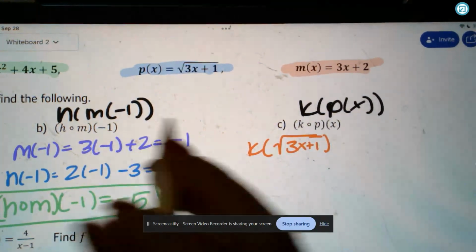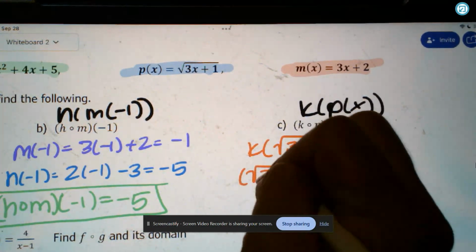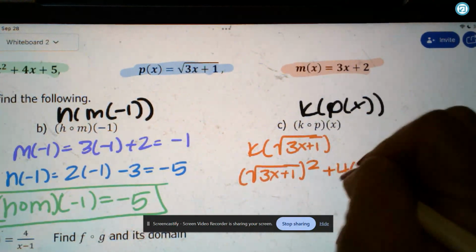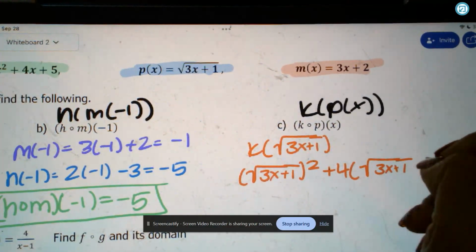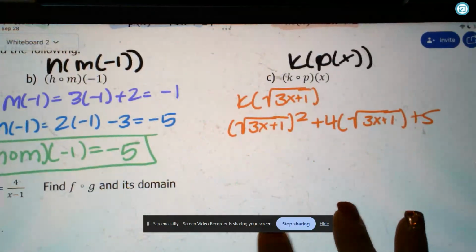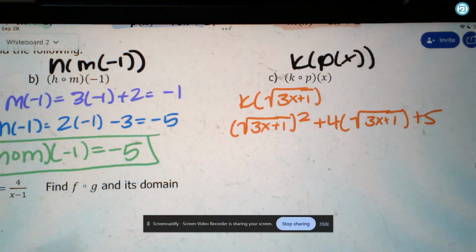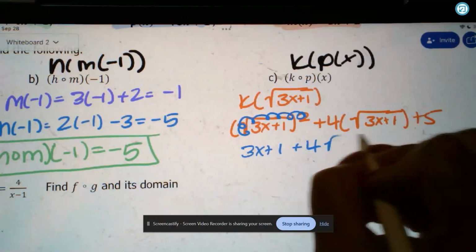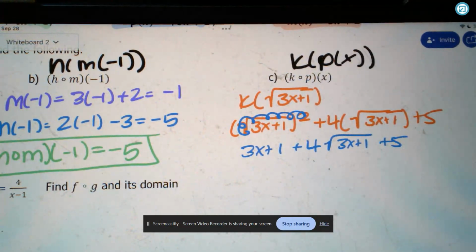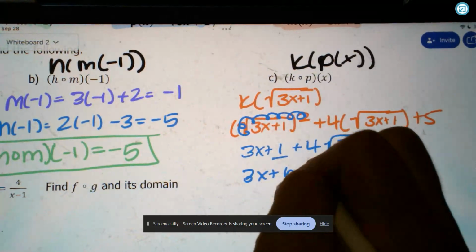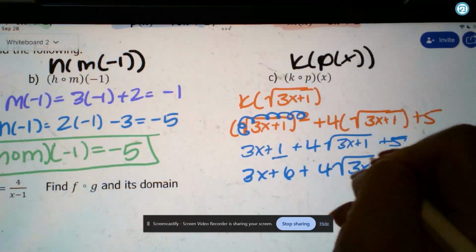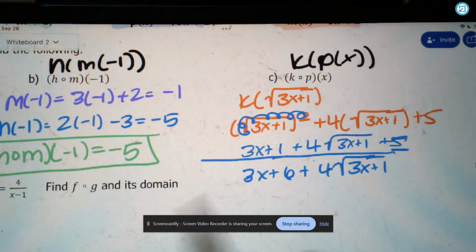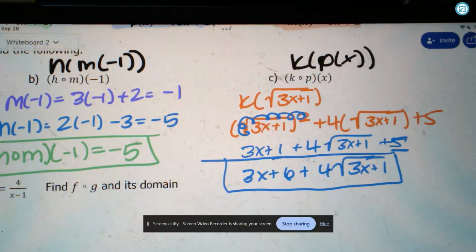So that's a lot going on there. Okay, so that's going to be the square root of 3x plus 1, quantity squared, plus 4 times the square root of 3x plus 1 plus 5. All right, so simplifying this out, we know that when we square a square root, the radical cancels itself out. So these both go away, and we just get 3x plus 1 plus 4 times the square root of 3x plus 1 plus 5. And then combining like terms, we can combine the 5 and the 1. So your final answer is going to be 3x plus 6 plus 4 square root of 3x plus 1. And that's your entire composition of k of p of x.